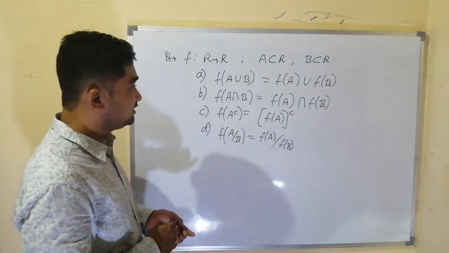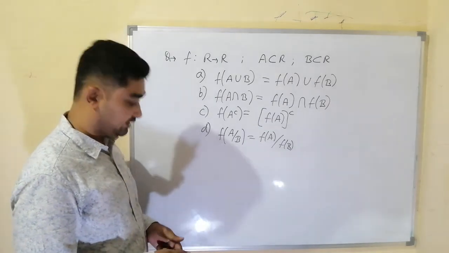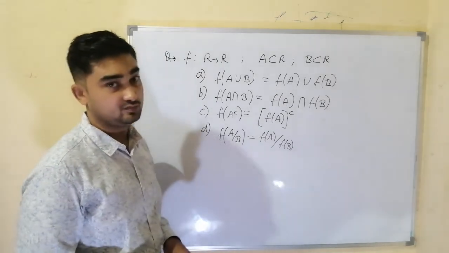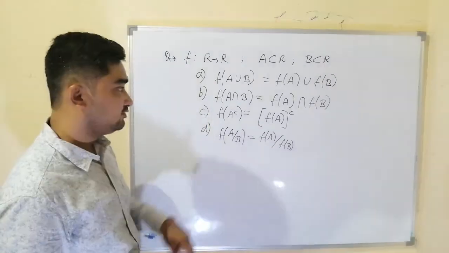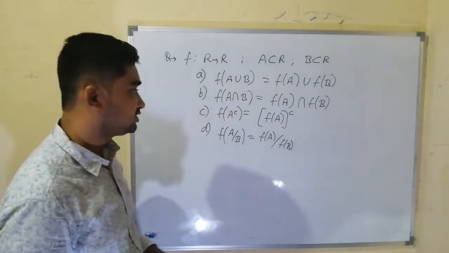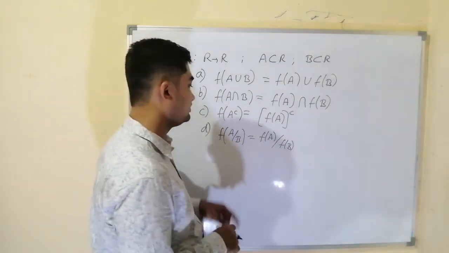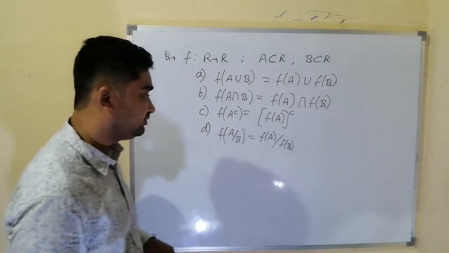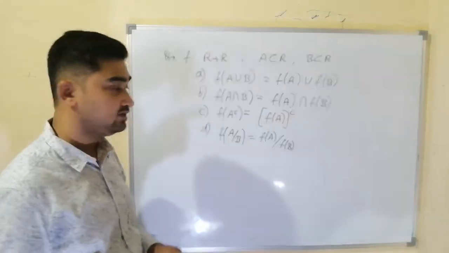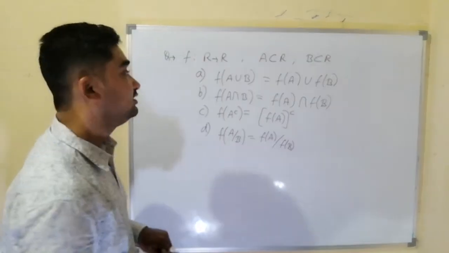First option is function of A union B is equal to function of A union function of B. Second is function of A intersection B is function of A intersection function of B. Third is function of A complement is function A complement of total. Fourth is function of A by B is equal to function of A divided by function of B. We have to find which one is correct.